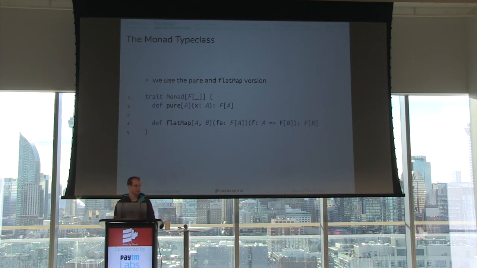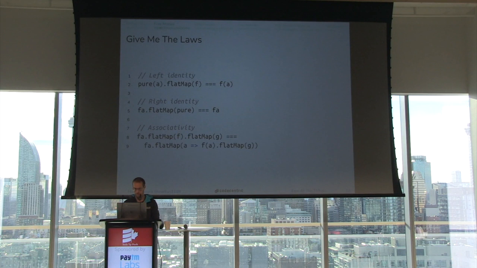So here's the monad type class that uses pure and flatMap as the minimal set. Pure just lifts a value of type A into our constructor F of A. And the flatMap version just takes a monadic value fa and a function that goes from A to a monadic value of B and then just applies this.